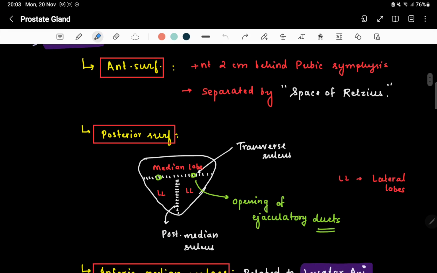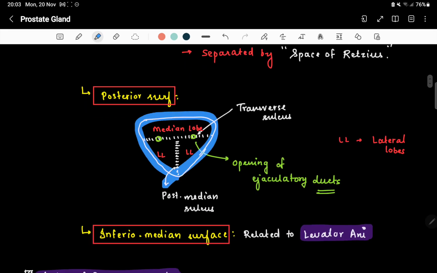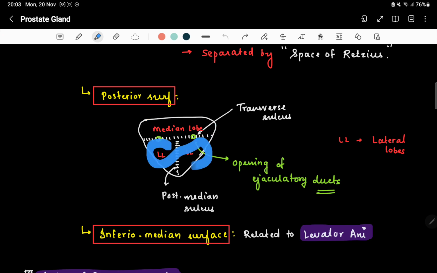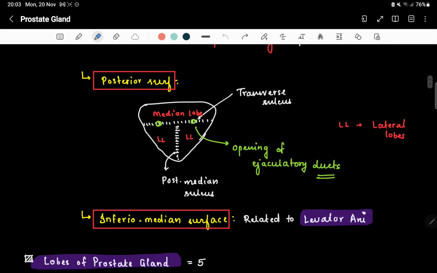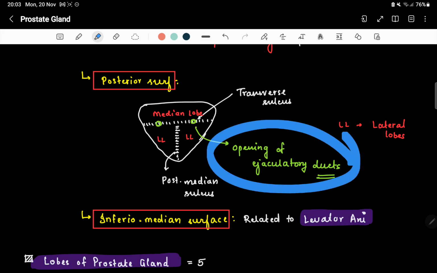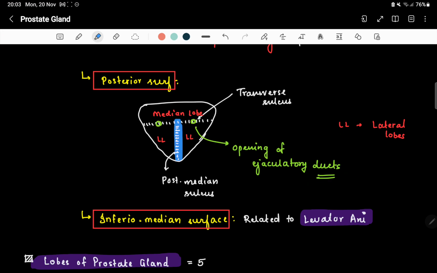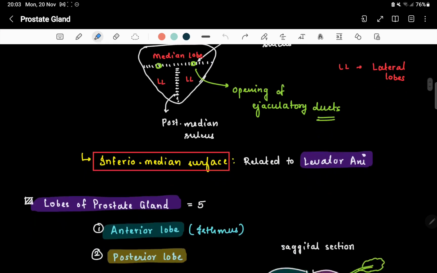And then we have the posterior surface, shaped like this. We have your transverse sulcus, the medial lobe, and these are your two lateral lobes. In this transverse sulcus you can have the openings of your ejaculatory duct. Then you have a posterior median sulcus. And your inferior surface is related to the levator ani muscle.